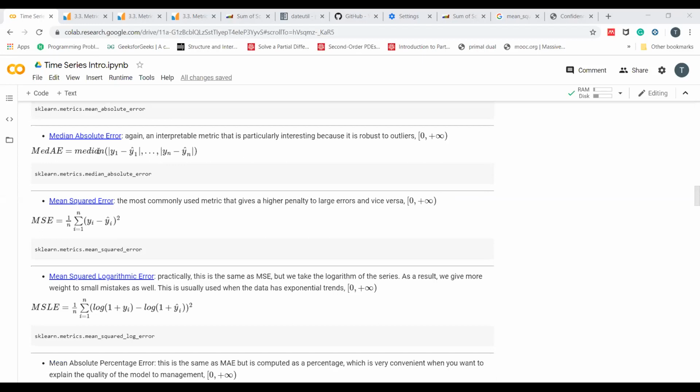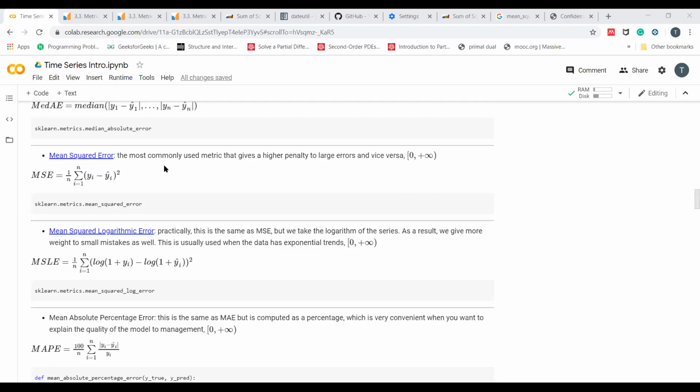And for the median absolute error, again, it's just a metric. So it's the median of the absolute value of the actual value minus the predicted value, and we take the median of the whole sample. This metric is very interesting in that it can sort of ignore the effect of outliers, since it's just considering the median.